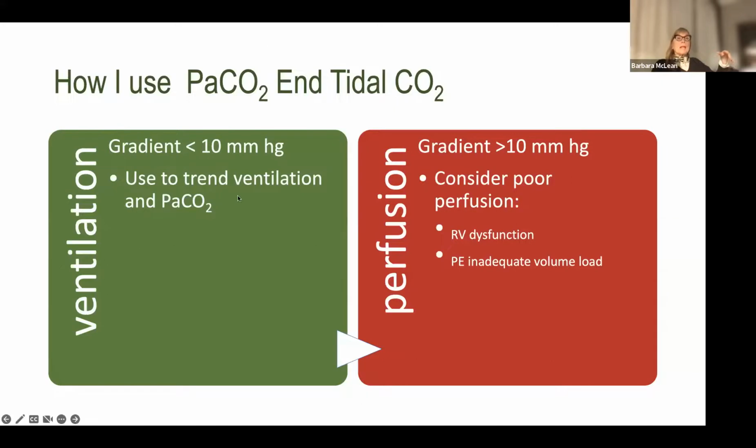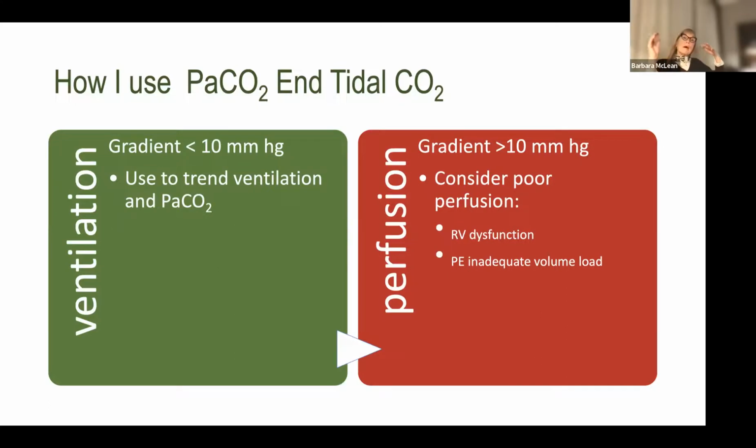So I use PaCO2 and end tidal CO2 in a gap. If the gradient is less than 10, I'm going to use my evaluation for ventilation. When the gradient is less than 10, PvCO2 is up, PaCO2 is up, and end tidal CO2 is up. This is a ventilation problem.